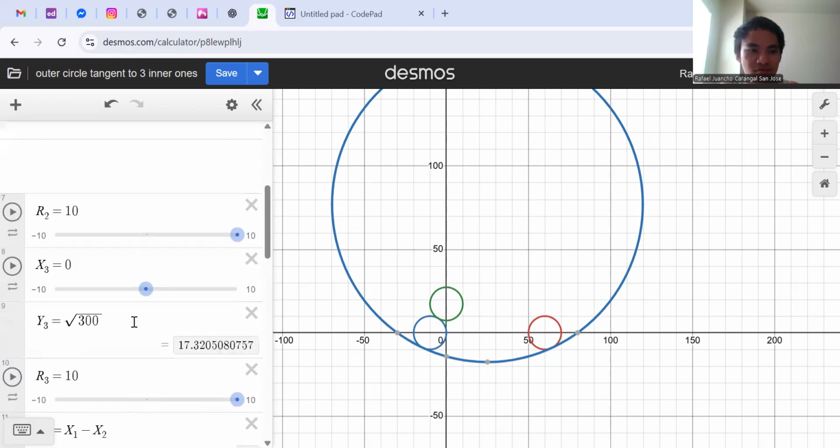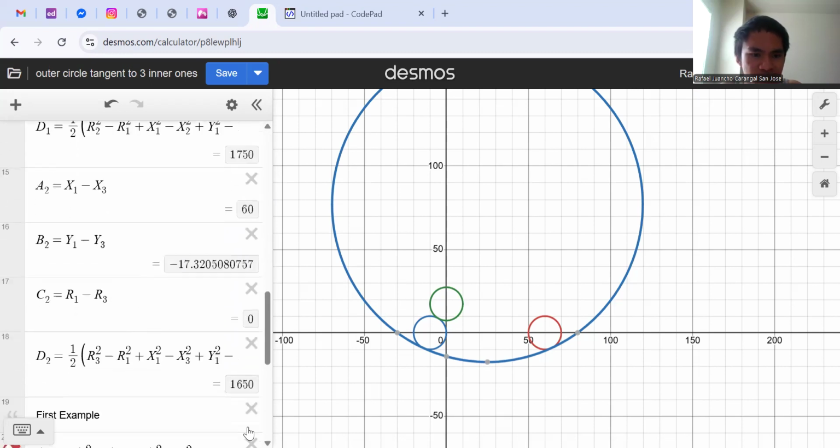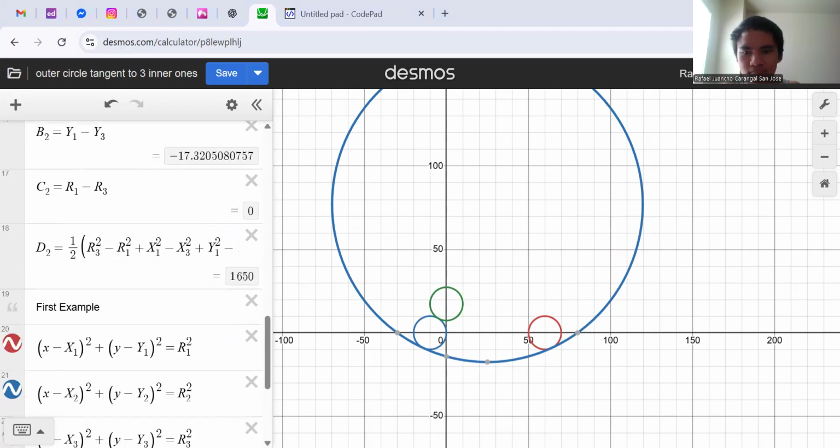C1 and C2, let me just check. C1 and C2 in this case are both 0, right? And so I need this A2D1. Oh, now I know why. I think I know why my formula doesn't work.